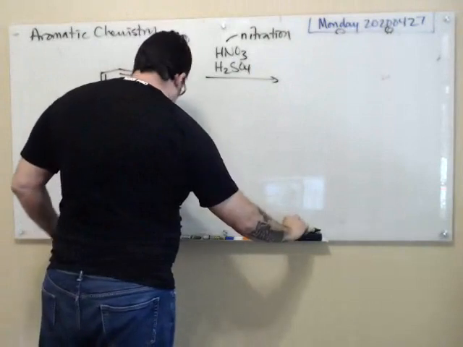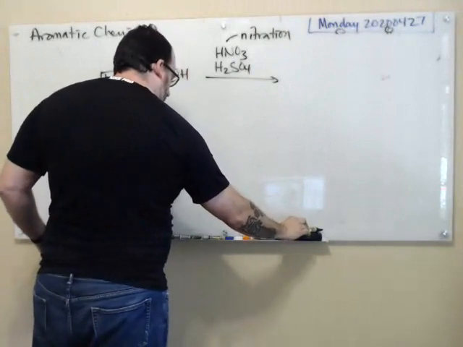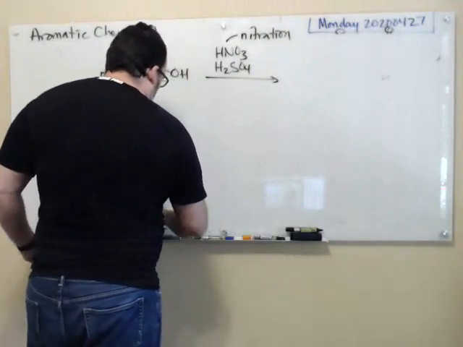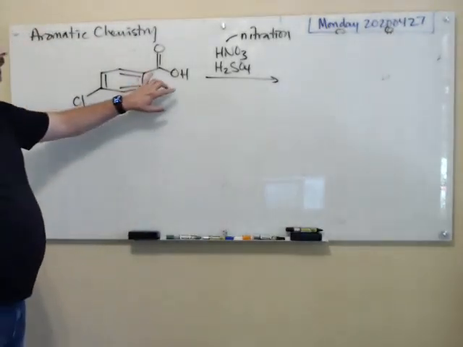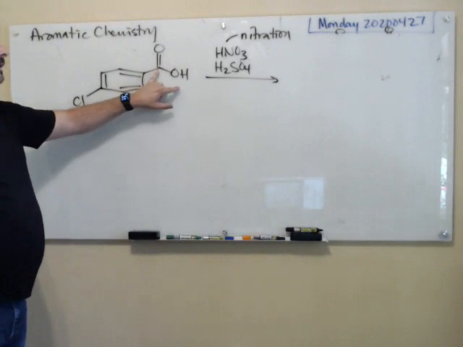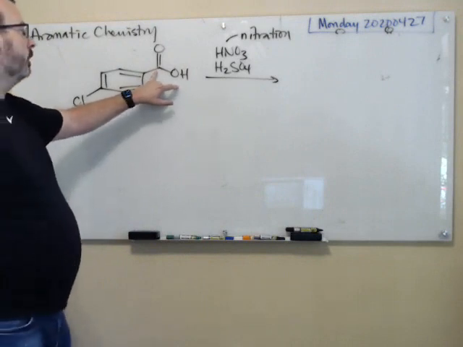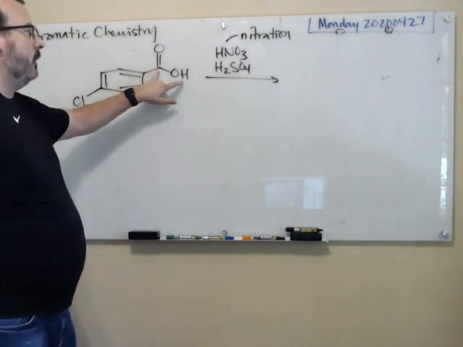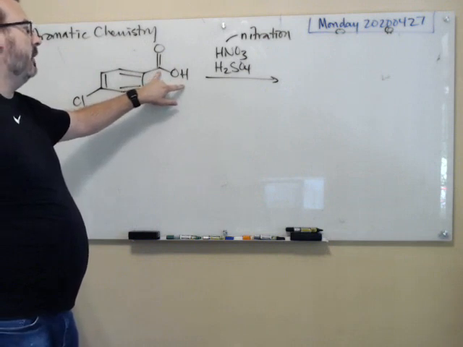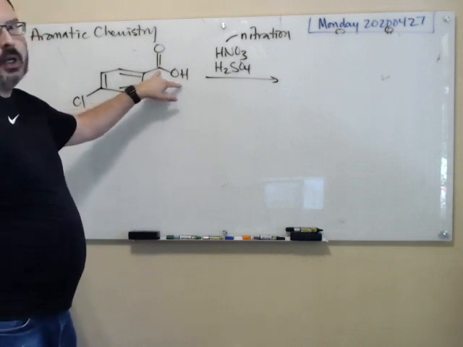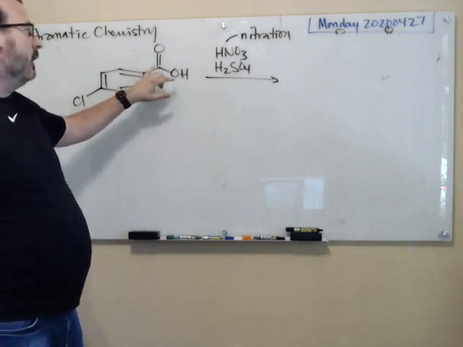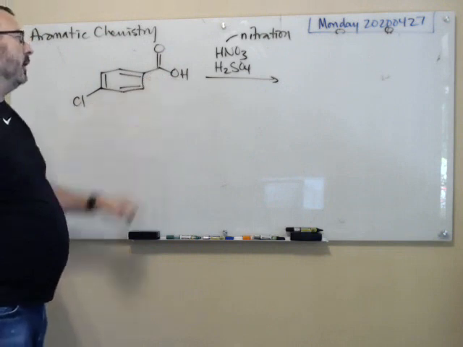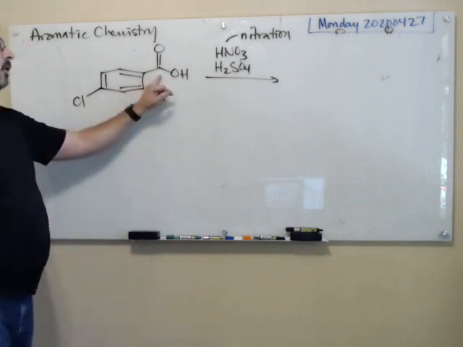A way to do this: first, let's categorize the acid functionality. You can just type EDG or EWG into the chat box. Is the acid an electron donating group or an electron withdrawing group?